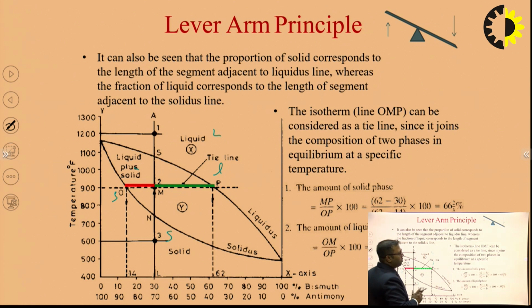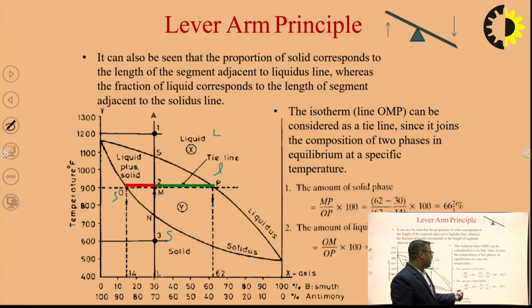In order to find out the amount of solid phase, so solid is present here, you take the distance from the fulcrum to the other point divided by the total distance. So you take MP upon OP to find the mass of the solid phase, and in order to find the mass of the liquid phase, you take the distance between the overall composition and the solid composition divided by the total distance, that is OP. So to find the amount of the liquid phase, you should take OM upon OP into 100.